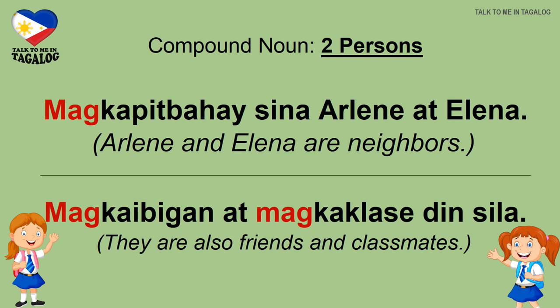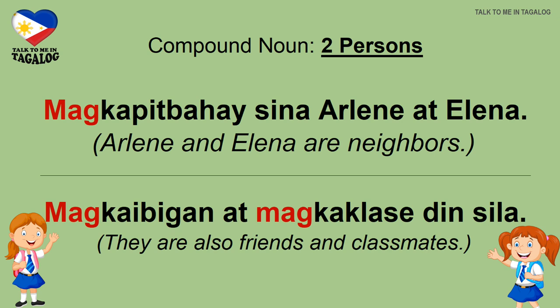Let's now use the compound nouns that you have just learned in a sentence, and I'm sure it will be very easy for you to understand what they mean. Magkapitbahay sina Arlene at Elena. Remember, magkapitbahay means neighbors, and the word sina is a Tagalog marker placed before the names of two or more people. So magkapitbahay sina Arlene at Elena means Arlene and Elena are neighbors.